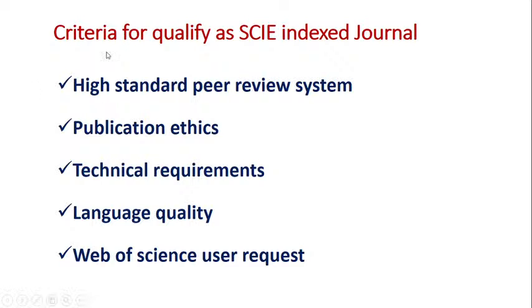And the second one, publication ethics. Here they are talking about plagiarism, right? Publication ethics means all the content is original, not copied from any source. Publication ethics is completely monitored by plagiarism software. So this is called publication ethics. We should not take anybody's material, and we should not copy material from any other source.